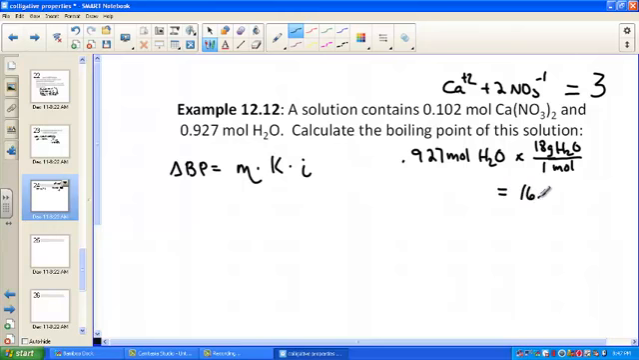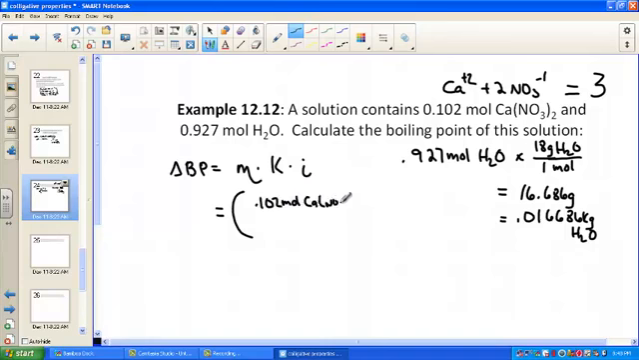That's the same as saying 16.686 grams of water, which is 0.0166, that's enough decimals there, kilograms of water. That's our solvent, isn't it? So I was doing that because molality is moles of solute per kilogram of solvent. They made us work for it. Molality is moles of solute, which here is calcium nitrate, per kilogram of solvent.